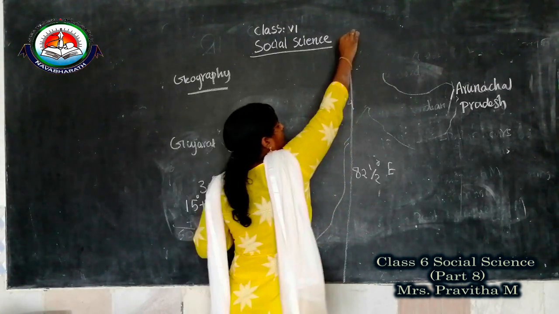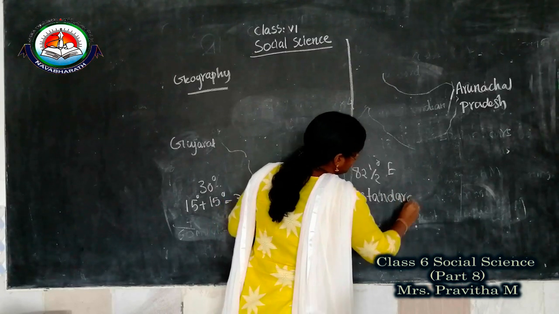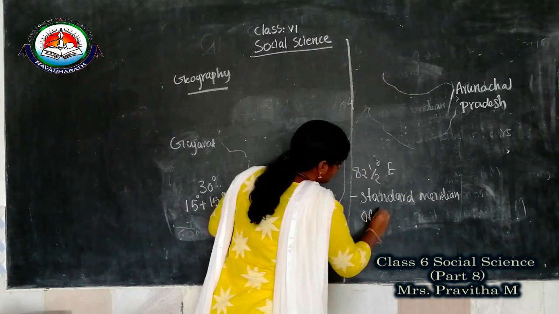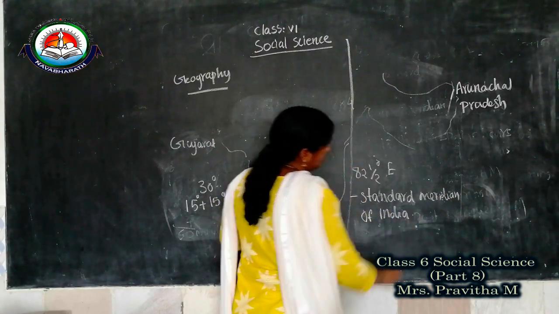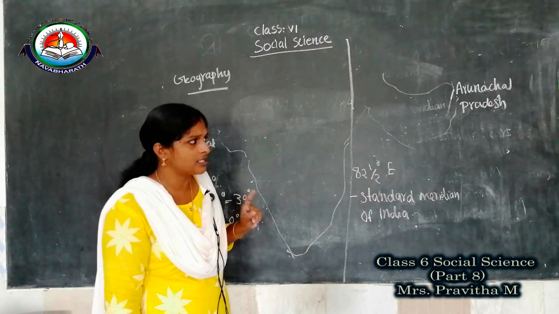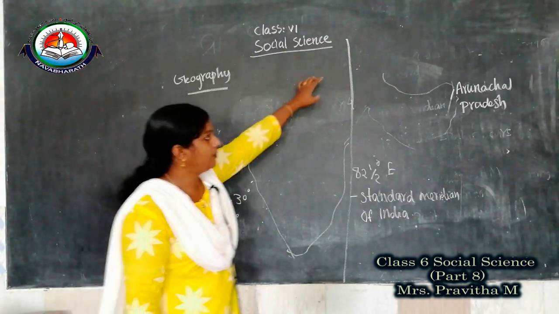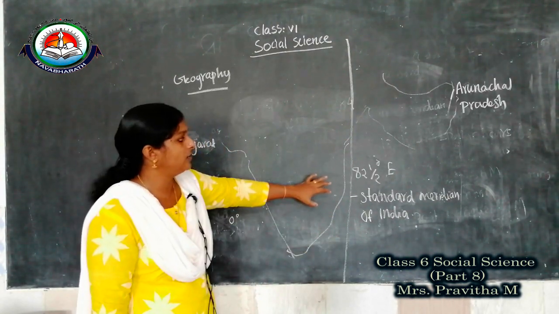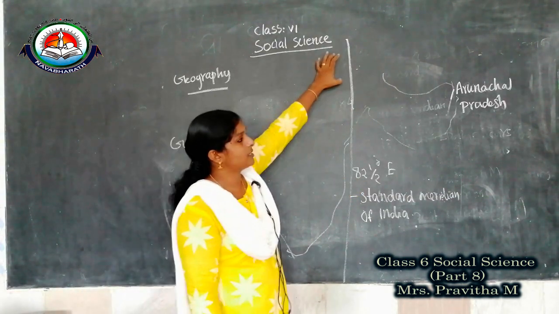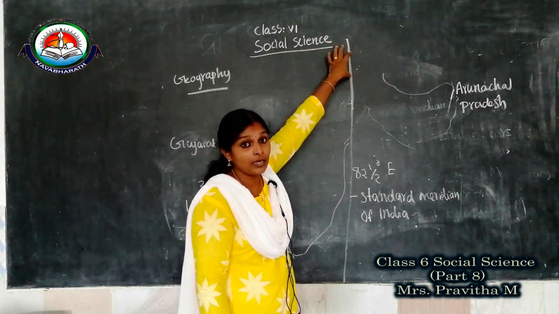So like this, one longitude is selected as the standard meridian of India. So a question will come, children. Which is the standard meridian of India? Tell me. 82.5 degree east. Once again tell me. 82.5 degree east. Clear, children? It passes through almost the middle part of India, so we selected this longitude as our standard meridian. The standard meridian passes through Mirzapur in Uttar Pradesh.